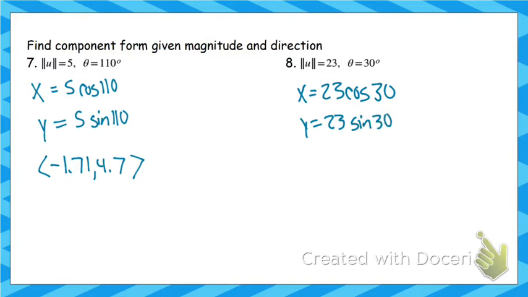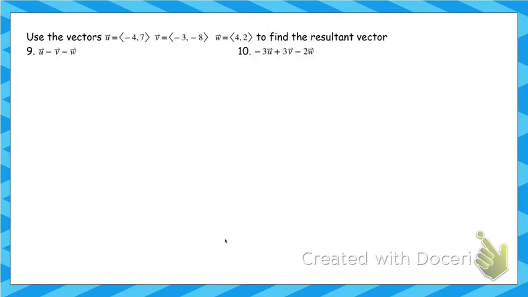So 23 cosine 30 is going to be 23 root 3 over 2. And then 23 sine 30 is going to be 23 over 2. That's your x and your y component. So remember, cosine's x, sine is y. For an angle, we do tan inverse y over x. And those are really the only formulas you need to know for this whole quiz.